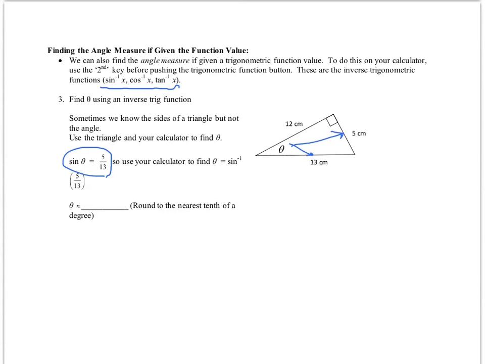So here we go. To do this one right here, you're just going to type in the inverse sine of 5/13. And when you do that, theta will approximately be equal to 22.6 degrees.